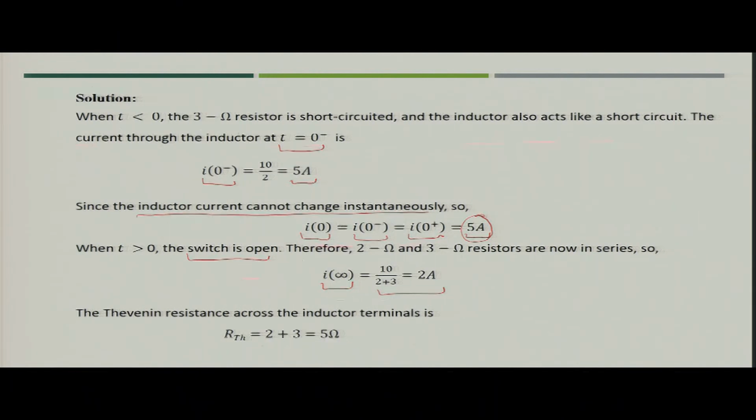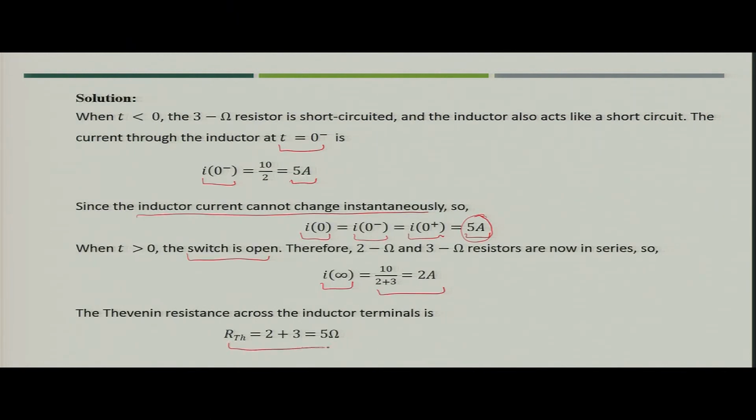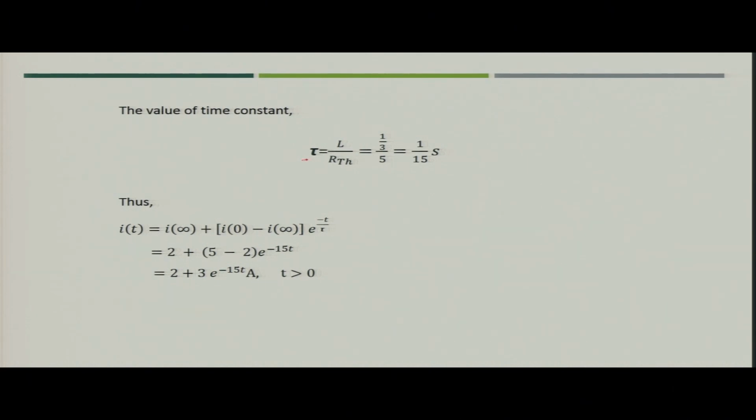Now, if you see the Thevenin equivalent, it will be a 10 volt source in series with a 5 ohm resistance. This would be the Thevenin equivalent which you look into from the inductor side. So, RTH is nothing but 5 ohm. Now, you need to find the value of the time constant tau, which is L by RTH. L is given as 1 by 3, RTH is 5. So, you will get tau as 1 by 15 second.